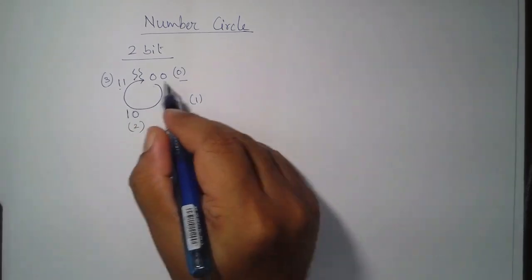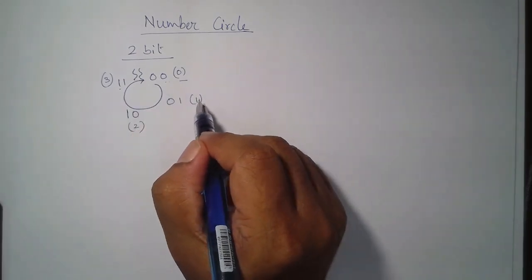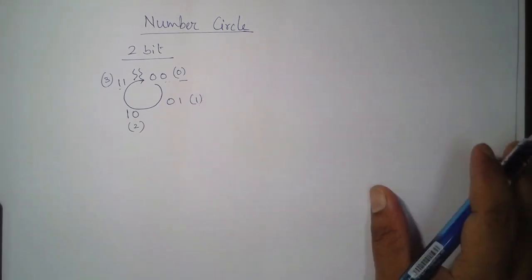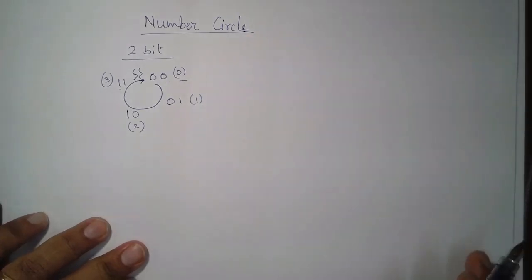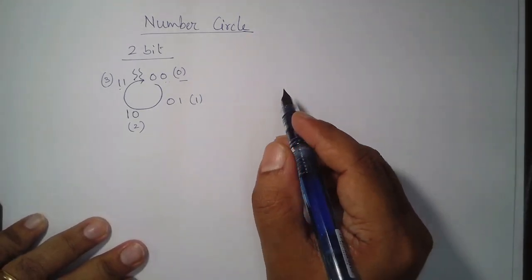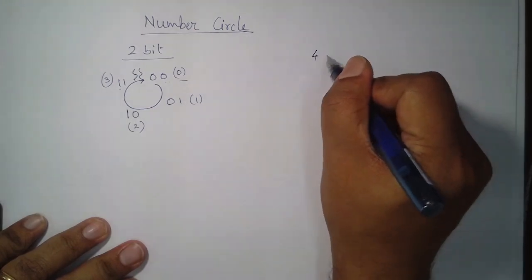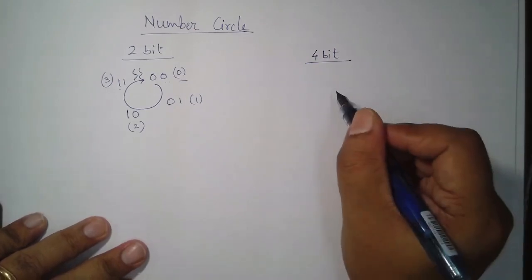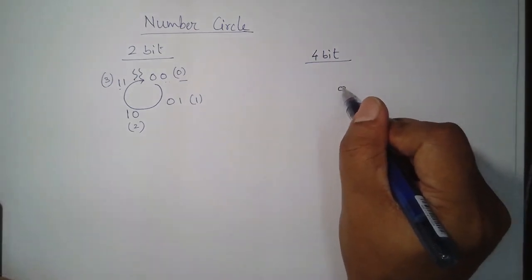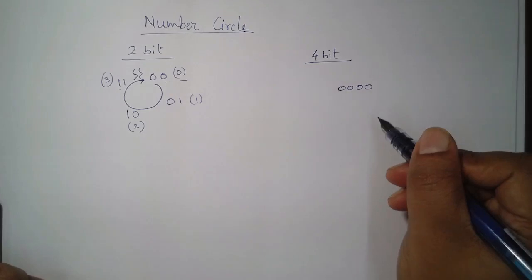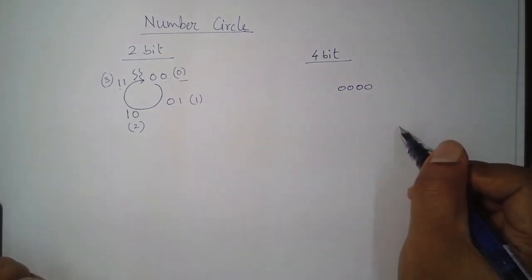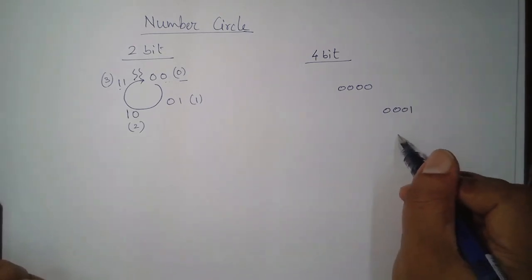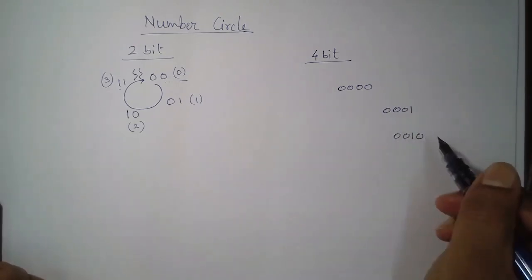Now, taking a cue from this, can we write down a number circle which looks like this? Here I will write down a little bigger number circle for 4-bit numbers. For 4 bits we start with 0 0 0 0, then we go to 0 0 0 1.